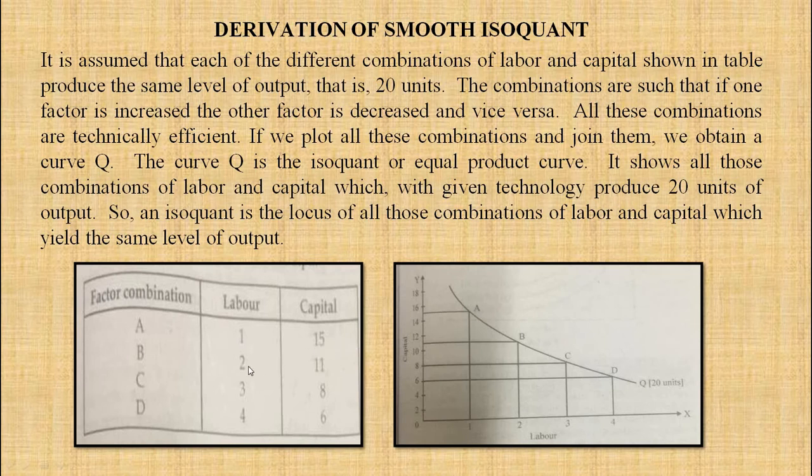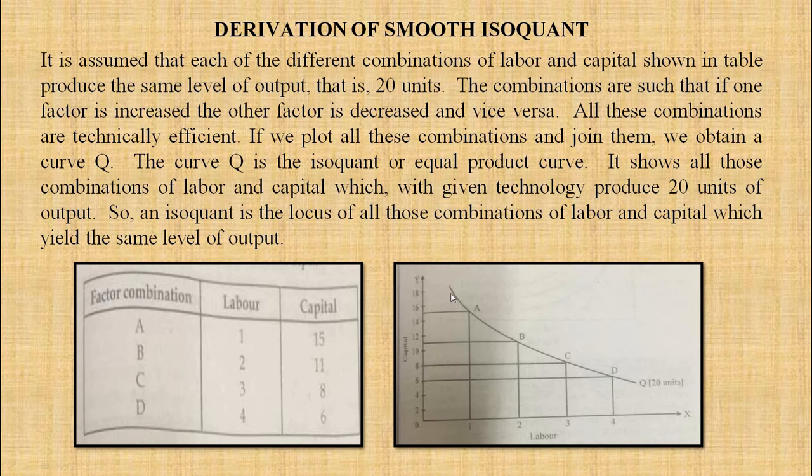When two labors are there, less capital we use, 11. When three labors are there, less capital, that is 8 capital, we are using, and when 4 labor is there, we are using 6 capital. So the combinations are such that if one factor is increased, the other factor is decreased and vice versa. All these combinations are technically efficient. If we plot all these combinations and join them, we get curve Q.